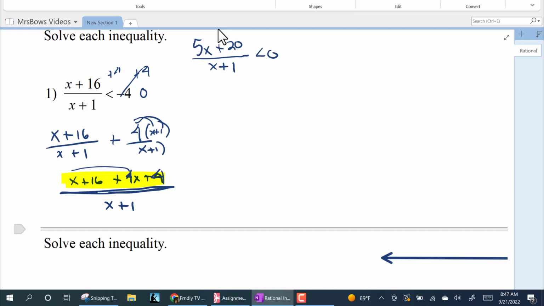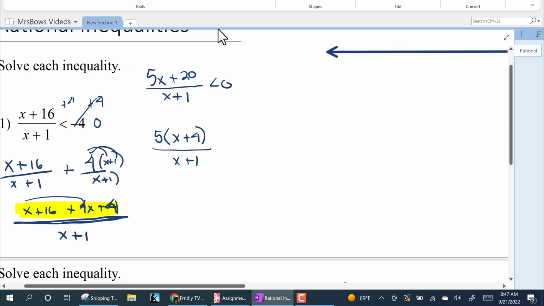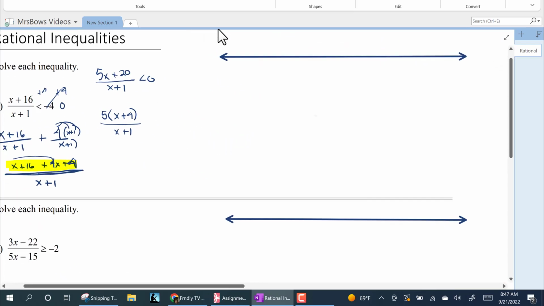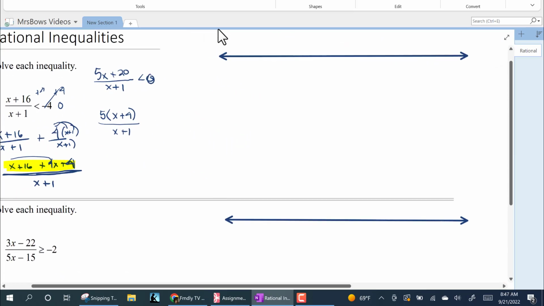Okay, there is one other thing you could do. In the numerator, 5x and 20 both have a 5 in common, and if you factor out the 5, the only thing it does is it helps you know where the values go on the number line, because remember, with inequalities, it's about shading.